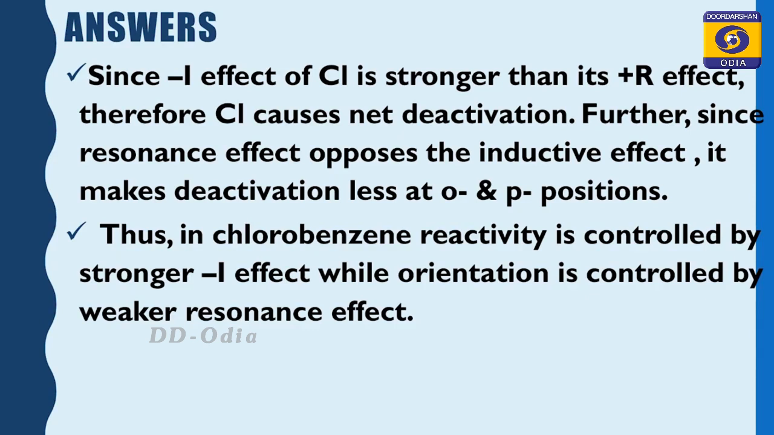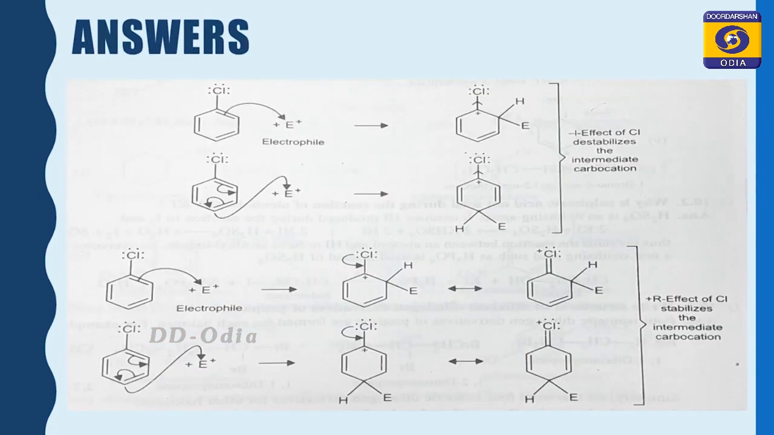Further, since the resonance effect opposes the inductive effect, it makes deactivation less at the ortho and para positions. Thus, in chlorobenzene, reactivity is controlled by the stronger minus I effect, while orientation is controlled by the weaker resonance effect. So, please note down all these points and compare the minus I effect and the plus R effect, then you will be able to understand the answer.